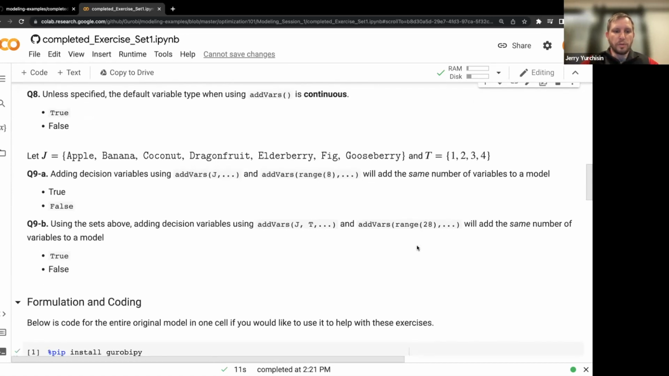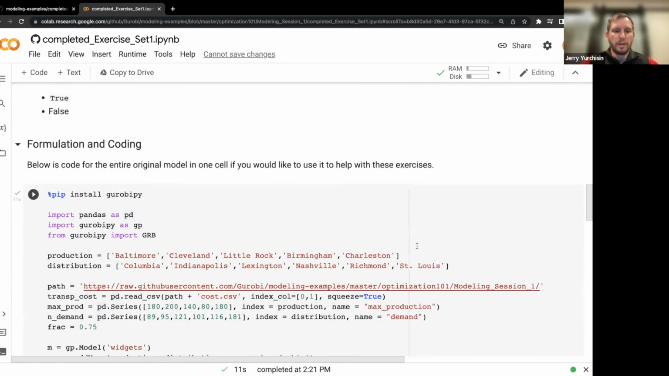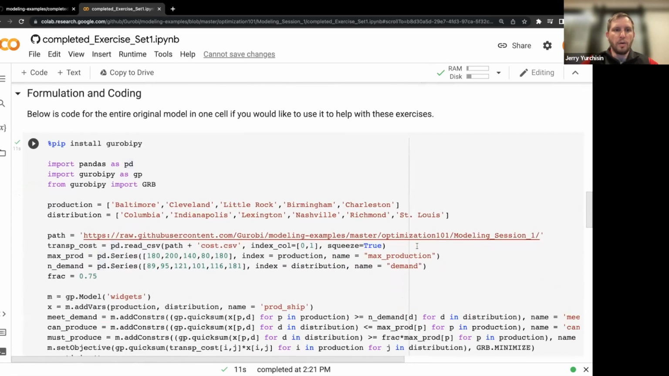So that's it for the multiple choice questions. Here is the formulation and coding part of it. I dropped in the formulation from before, and then there's a few follow-on questions.